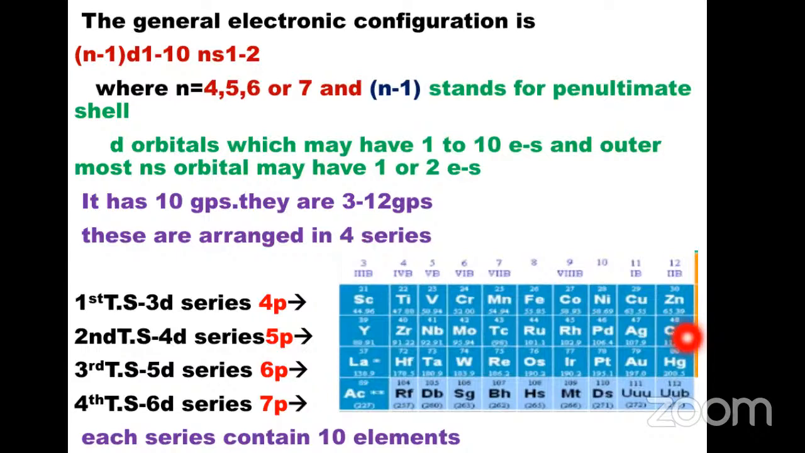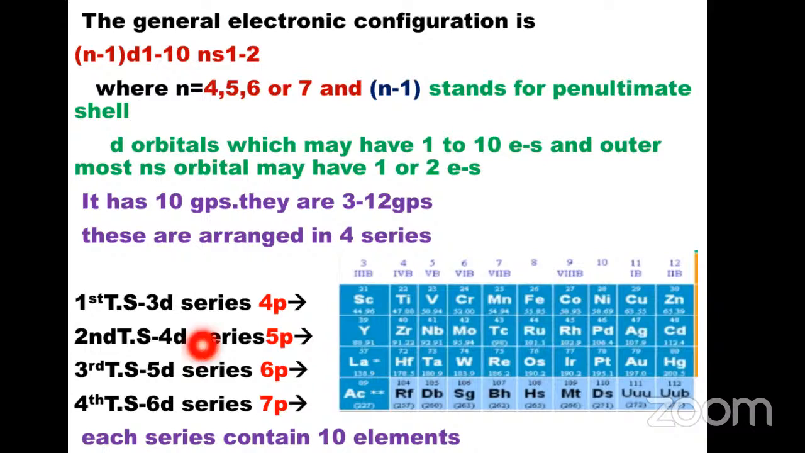And next goes to 5D series. This is the third transition series. The 5D series belongs to sixth period. It started from lanthanum and ends with mercury. Its atomic number is 57 and mercury's atomic number is 80.